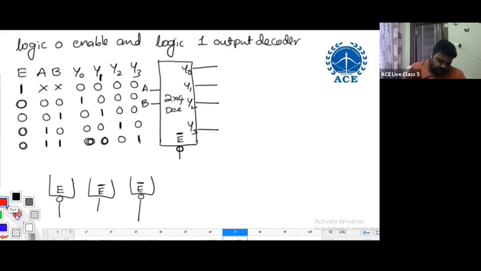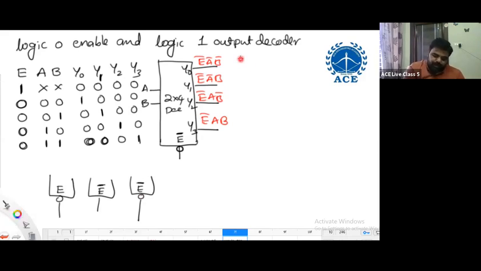Now, what are the outputs? Instead of E, it will be E bar. That's it. E bar, A bar, B bar. E bar, A bar, B. E bar, A, B bar. E bar, A, B.